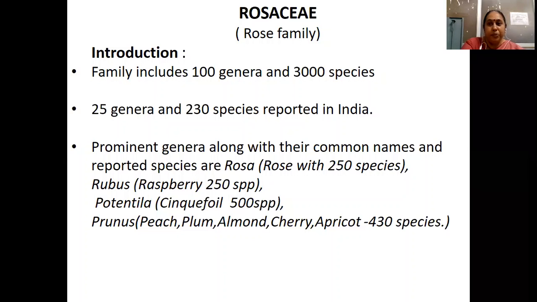Today I am going to tell you about the important features of the family Rosaceae. This family includes around 100 genera and 3,000 species. Among these, 25 genera and 230 species are reported in India. The prominent genera, along with the common names, are Rosa with around 250 species, Rubus, that is raspberry, around 250 species, Potentilla around 500 species, and Prunus around 430 species.